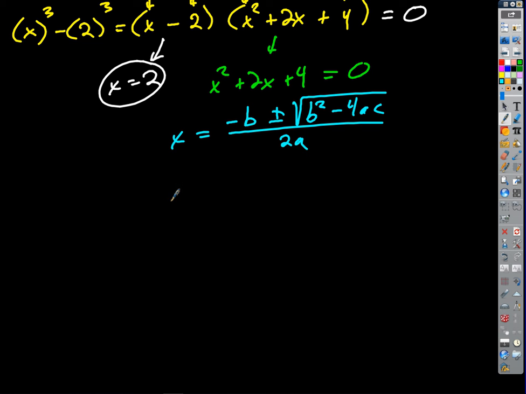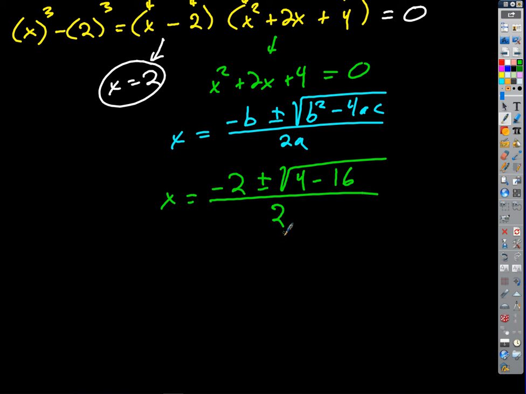If we plug into this, what's negative b for us? Negative 2, because b is 2, right? So I get negative 2 plus or minus the square root of b squared, 2 squared is 4, minus 4 times 1 times 4, negative 16. So I'm going to minus 16, right? All divided by 2 times a, 2 times 1 is 2. Yep. So those are my answers.